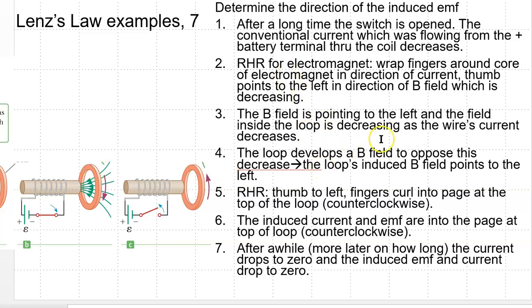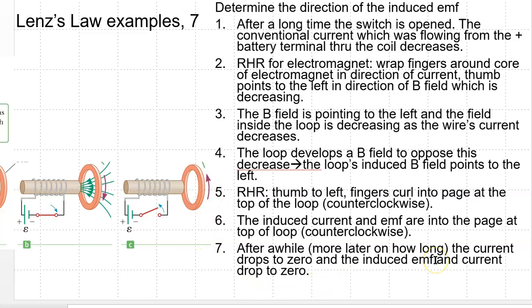The magnetic field is pointing to the left, and the field inside the loop here is decreasing as the wire's current decreases. The loop will develop a magnetic field to oppose this decrease, so the loop's magnetic field points to the left. The right-hand rule, the thumb points to the left, the fingers curl into the page at the top of the loop. So if you look at this from this side here, the current is going in this direction with this little arrow here. And if you looked at it from the electromagnet side, that would be counterclockwise. The induced current and the EMF are into the page at the top of the loop, or otherwise counterclockwise.